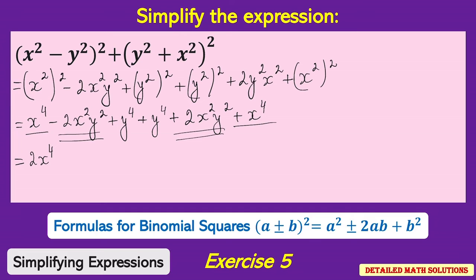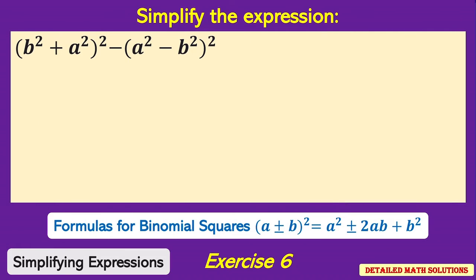The next terms, negative 2x squared y squared and plus 2x squared y squared, are the same terms with opposite signs, therefore their sum equals 0 or they cancel out. And what I have left is 2y to the fourth power. And this is the final answer for this exercise.